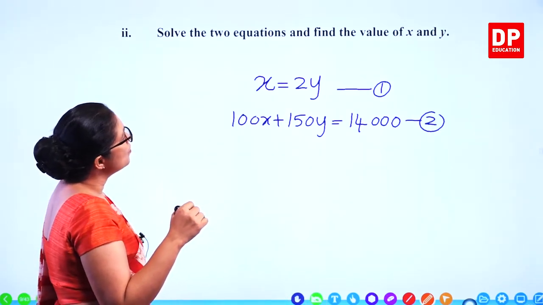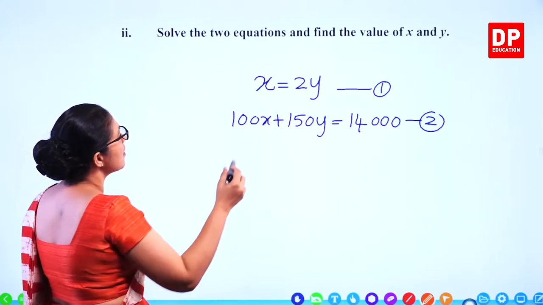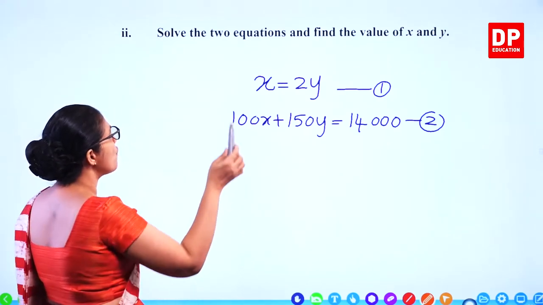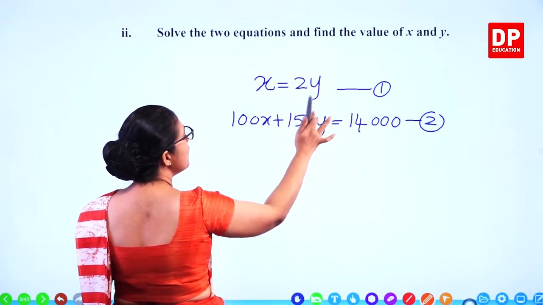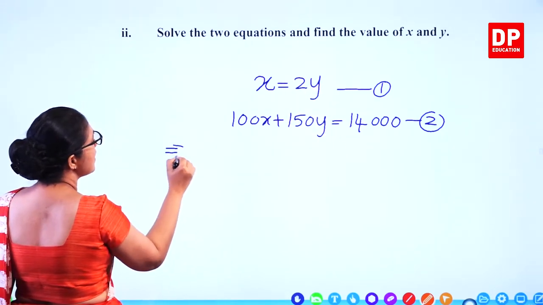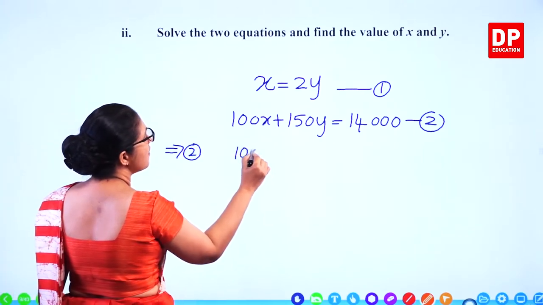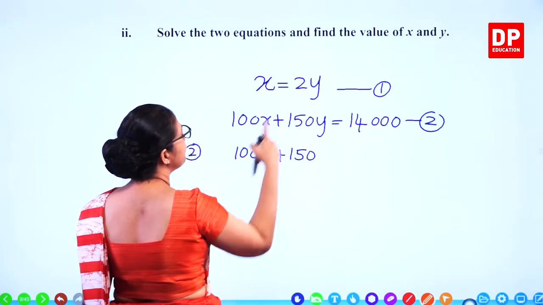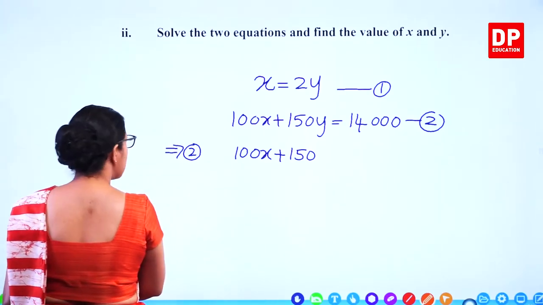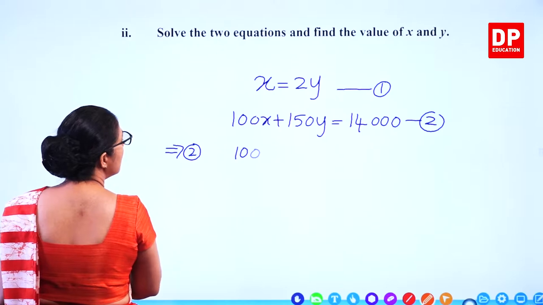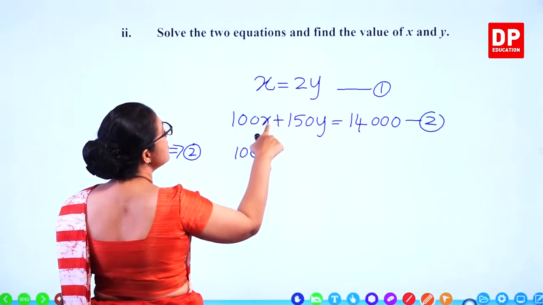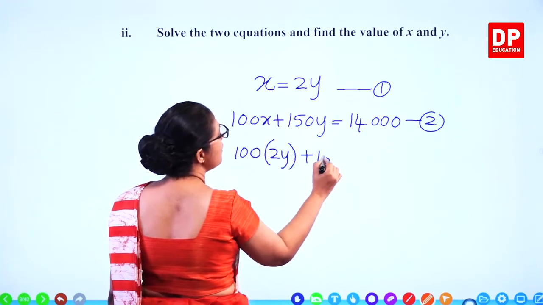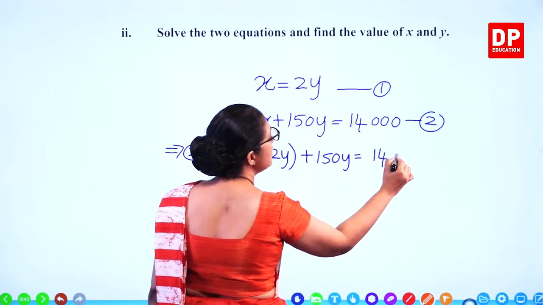What is the first thing we can do? We can take X as 2Y. Either you can use the substitution method or the subtraction method. Instead of X, I can put 2Y. So we'll do substitution. So take the second equation. I can do it the other way around, it's easy to plug in. Instead of X, that's 2Y, plus 150Y equals 14,000.